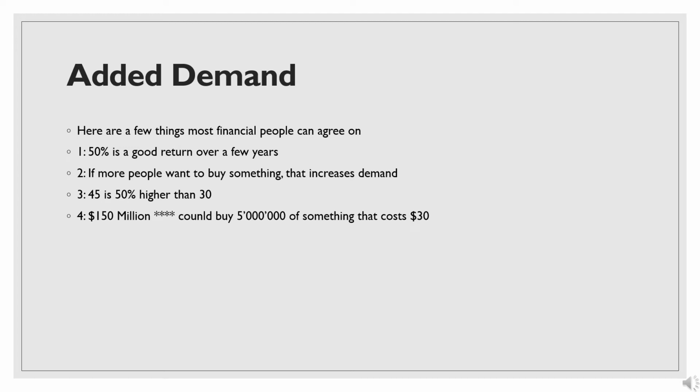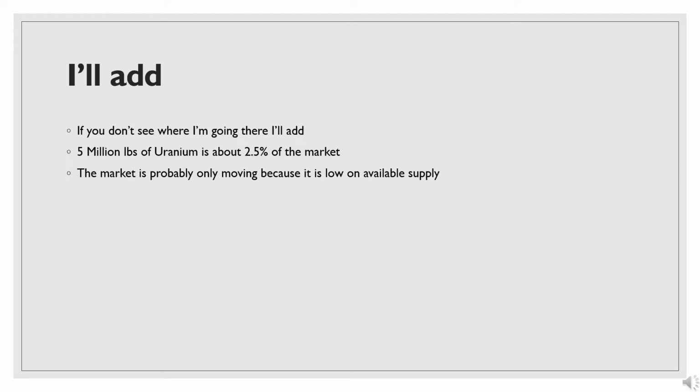You see where I'm going? Well, if you don't see where I'm going, I'll add a few pointed comments that might help. 5 million pounds of uranium is about 2.5% of demand, maybe slightly higher, maybe slightly lower, depending on how you calculate demand.